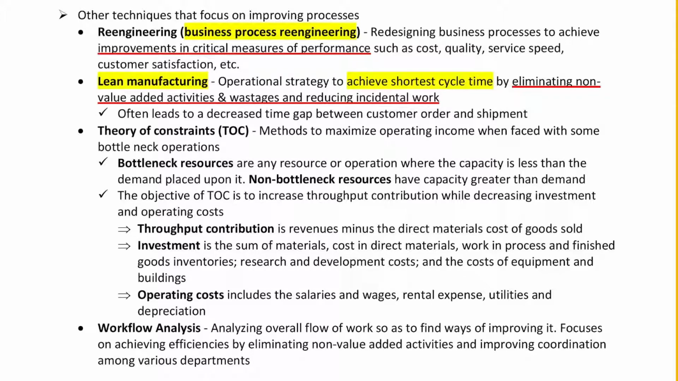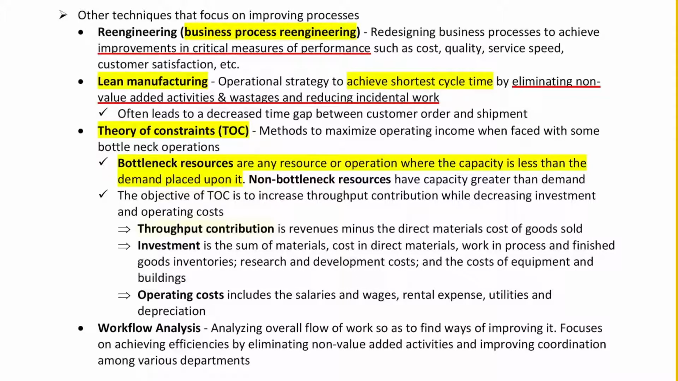Next, highlight theory of constraints or TOC. Now, these are methods to maximize operating income when faced with some bottleneck operations. Highlight bottleneck resources are any resource or operation where the capacity is less than the demand placed upon it. And the objective of the theory of constraints is to increase throughput contribution while decreasing investment and operating costs.